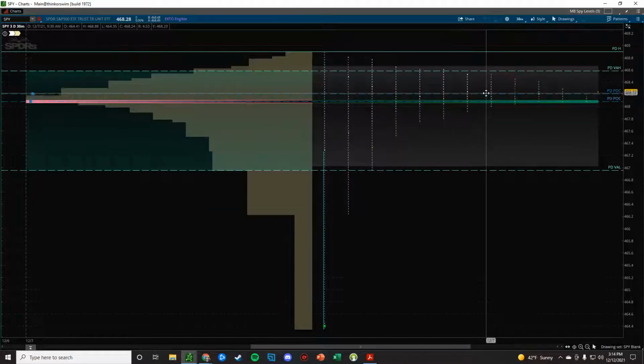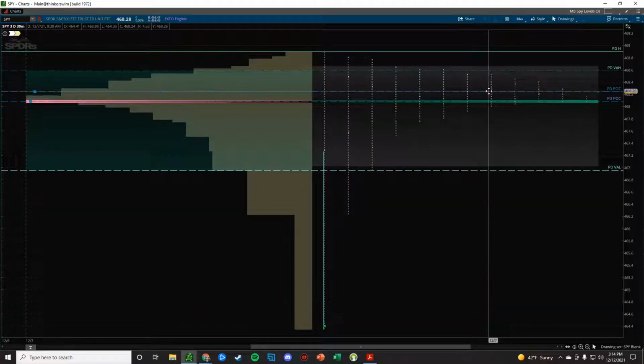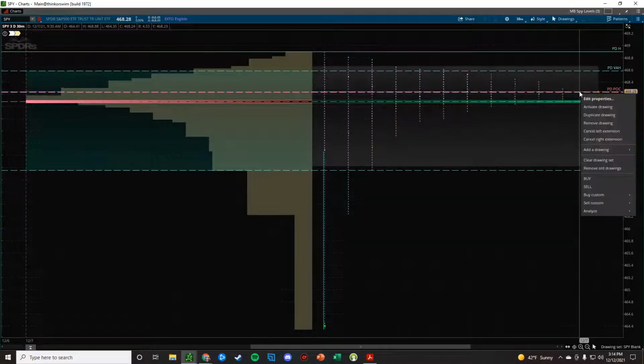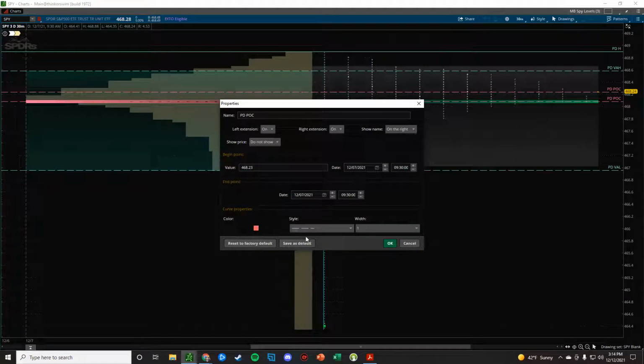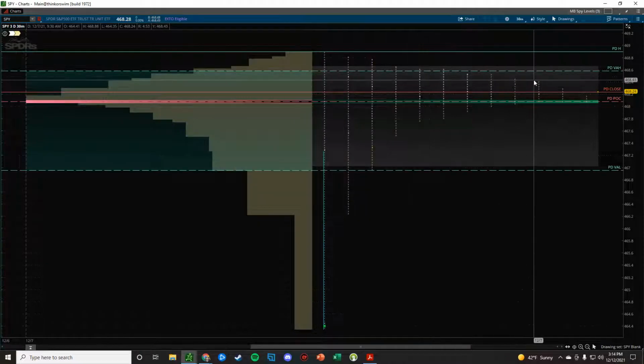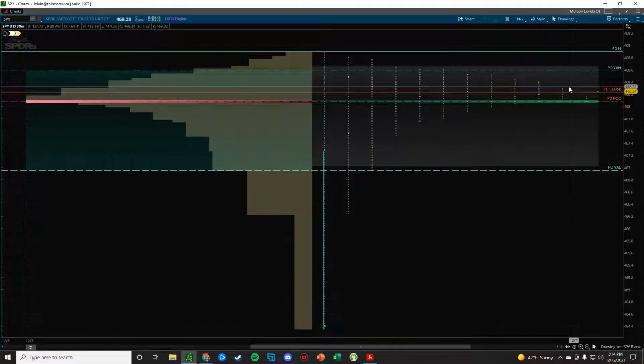We're going to go ahead and duplicate our PD POC, and the next line we're going to make is going to be right here where the market price closed the previous day. Knowing where our market price closed the previous day is a good reference point for any time the market tries to move towards it or away from it. When we're moving away from it, that tells us that a trend could be continuing or a trend could be changing.